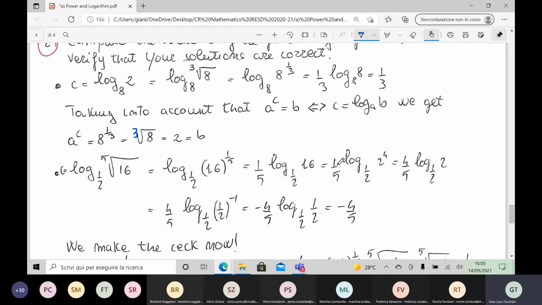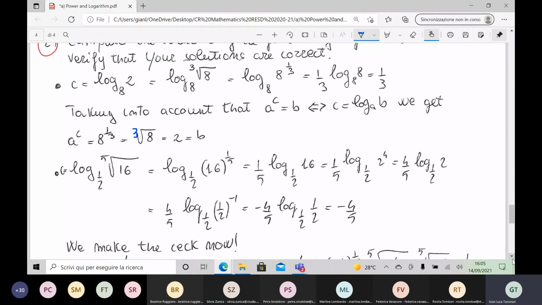Now it's easier again. Are you able to write 2 as a power with basis 1 over 2? Yes, we did it already 2 times. So you have simply to substitute 2 with 1 over 2 to the power minus 1. If you go below, in fact, you see 1 over 2 to the power minus 1. Copy the minus here. And then you have the logarithm, minus 4 over 5 times this one, which is obviously equal to 1. Minus 4 over 5 times 1 is minus 4 over 5. Now we make the check.